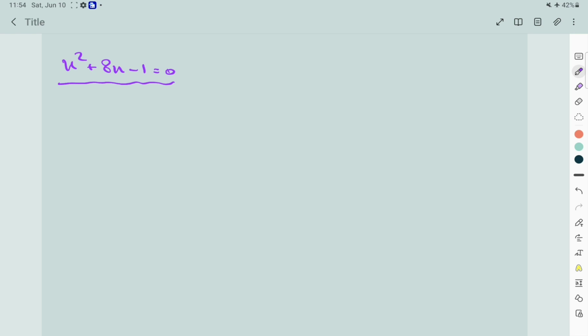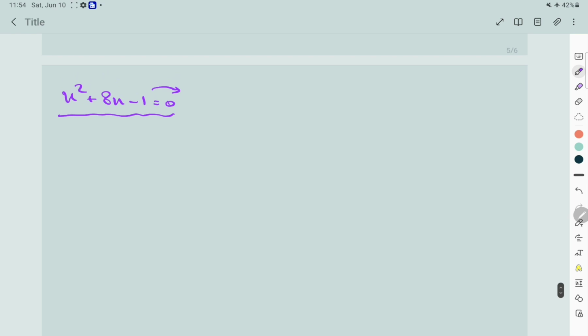What can we use here? Let's just move the constant to the right side. We get x squared plus 8x equals 1. Now we want to add a constant to both sides, but we must consider this equation to find our constant.